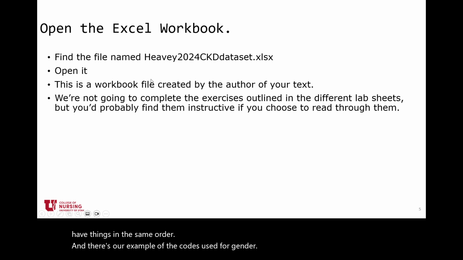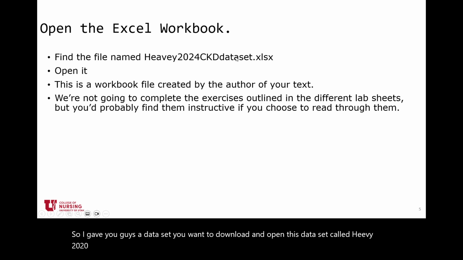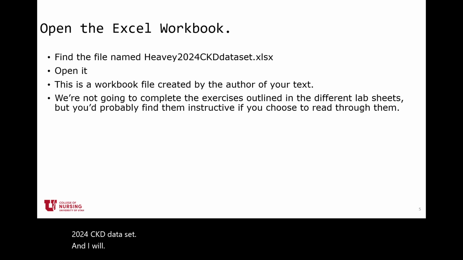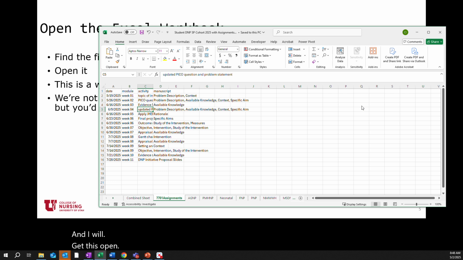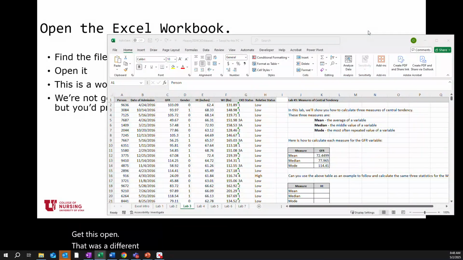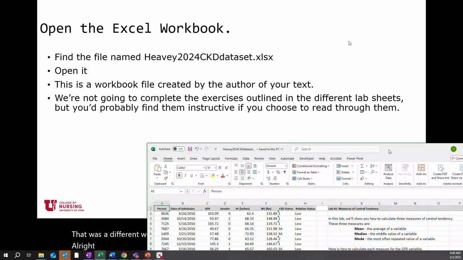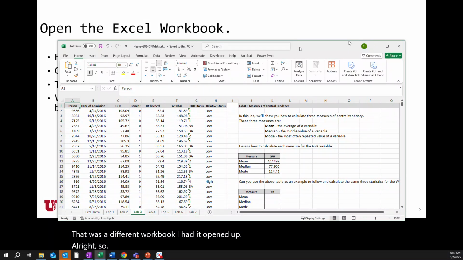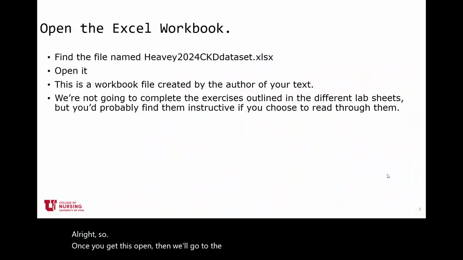So I gave you a data set. You want to download and open this data set called HEVI 2024 CKD data set. And I will get this open. Once you get this open, then we'll go to the next section. Pause this if you need a second.